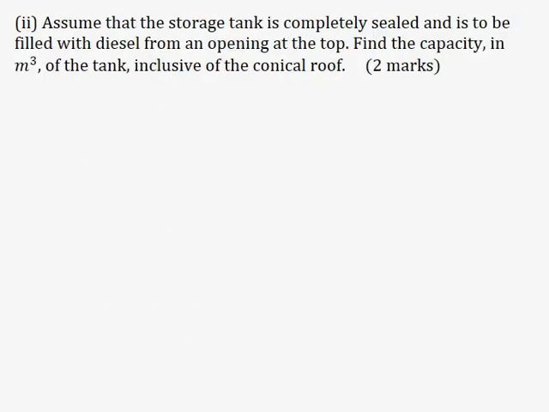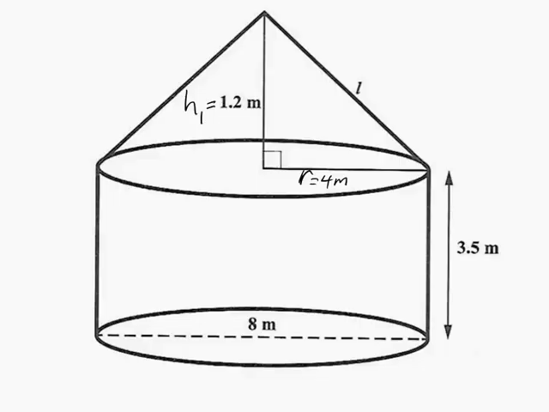Part 2. Assume that the storage tank is completely sealed and is to be filled with diesel from an opening at the top. Find the capacity in meter cube of the tank inclusive of the conical roof for 2 marks. Now capacity means volume, so what they want us to do here is to find the volume of the entire tank. And in order to find the volume of this tank, I will find the volume of the cone and add it to the volume of the cylinder.